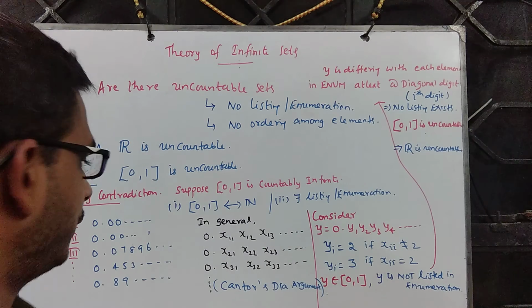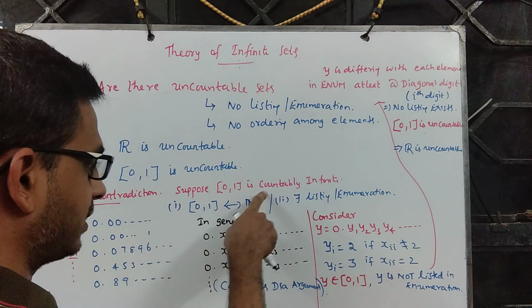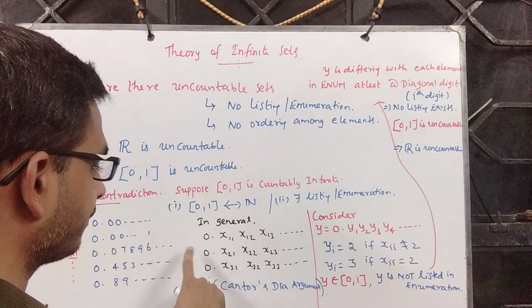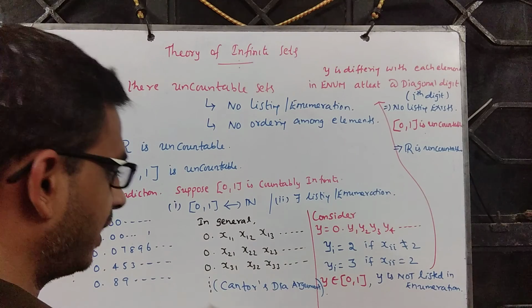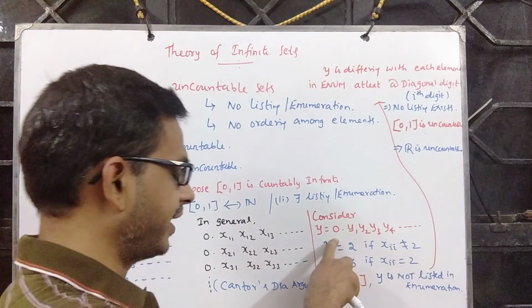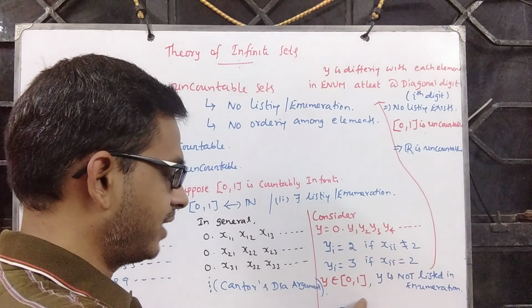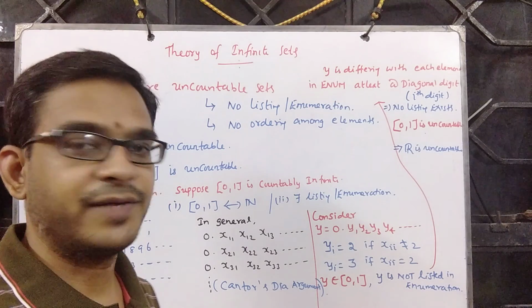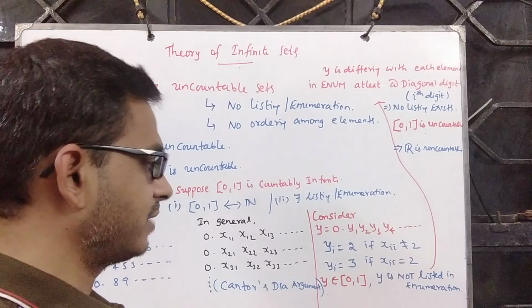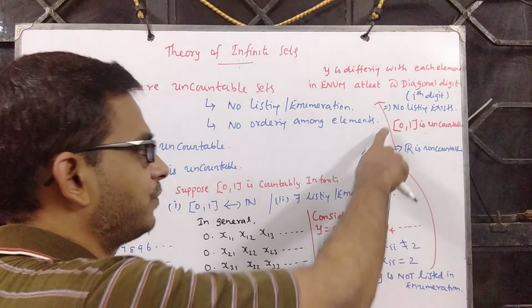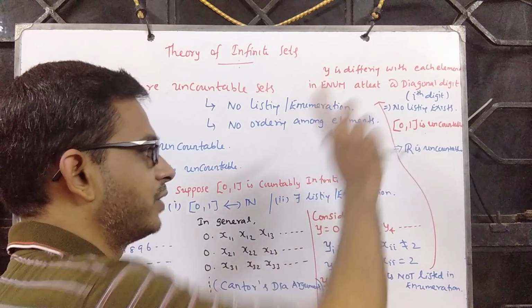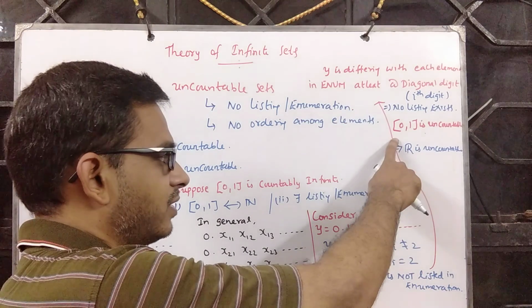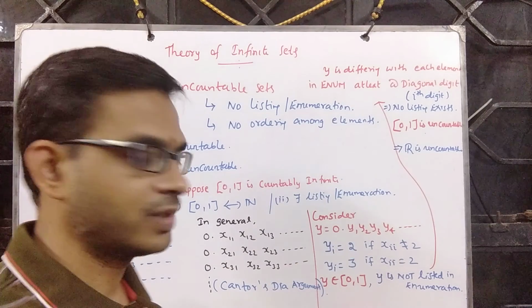So the idea is this: you assume it is countably infinite, then by definition there exists a listing or enumeration. So you focus on that. Then using that itself you construct an element and show that it is part of 0, 1 but not listed in the enumeration, and thereby you arrive at a contradiction, which means the assumption that there exists a listing is false. Thus you conclude 0, 1 is uncountable. Since it is a subset, therefore its superset is also uncountable.